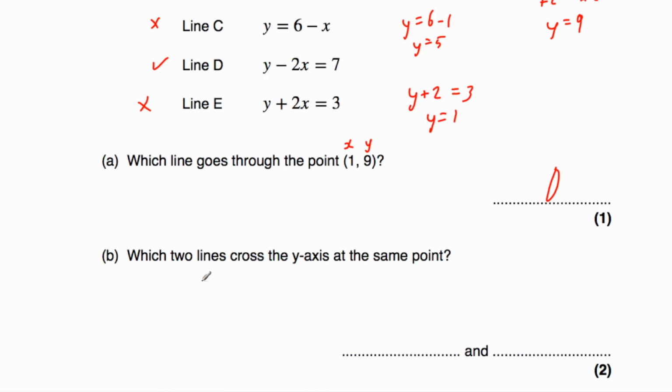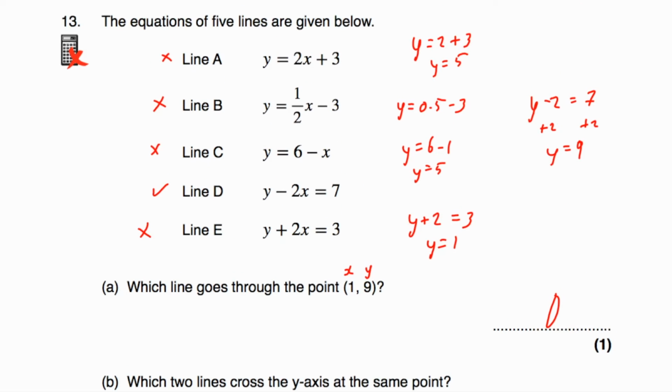Okay, part B. Part B says which two lines cross the y-axis at the same point. So we're trying to find which two lines will cross the y-axis at the same point. In other words, which two lines will have the same y-intercept. So if we can get them all into the form y equals mx plus c, we can see that y-intercept really easily. So let's have a look and see where they cross.